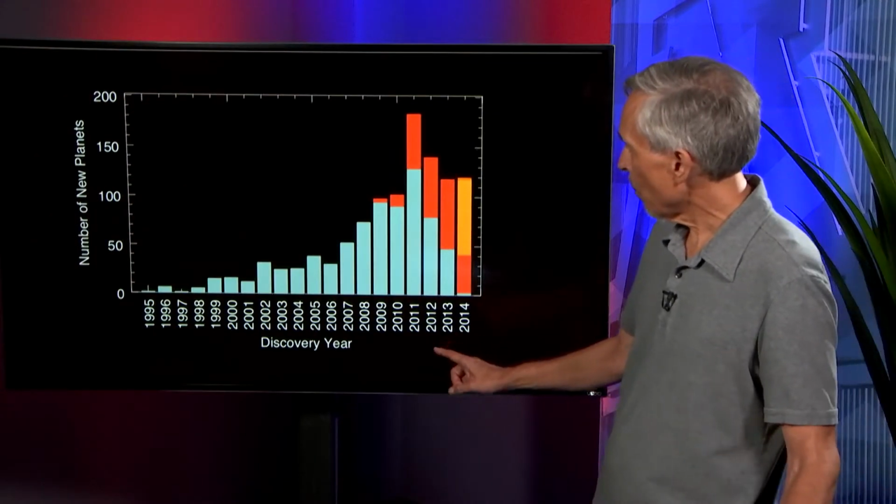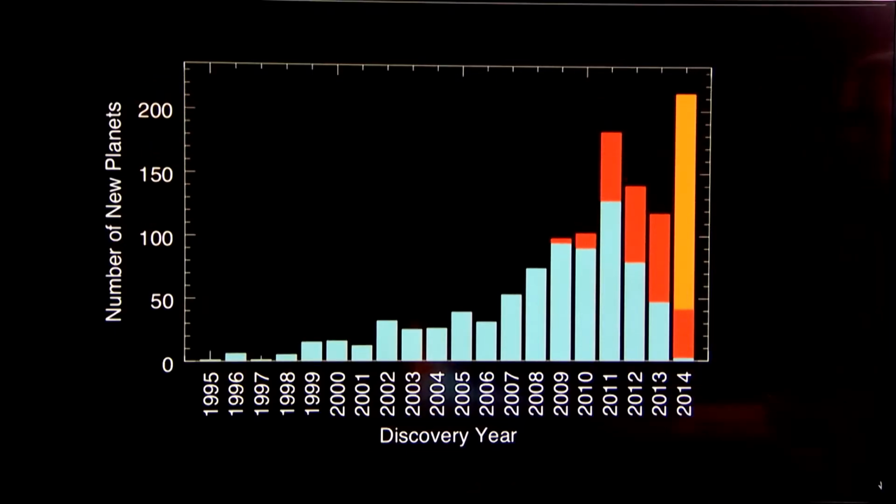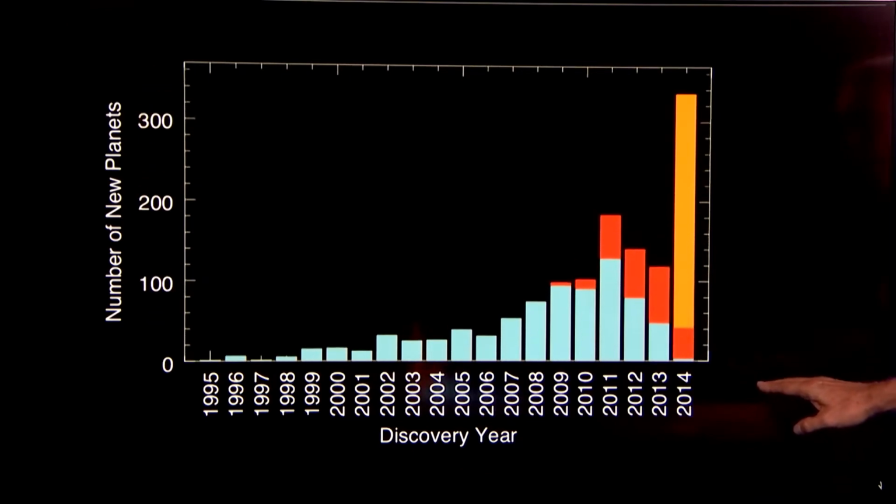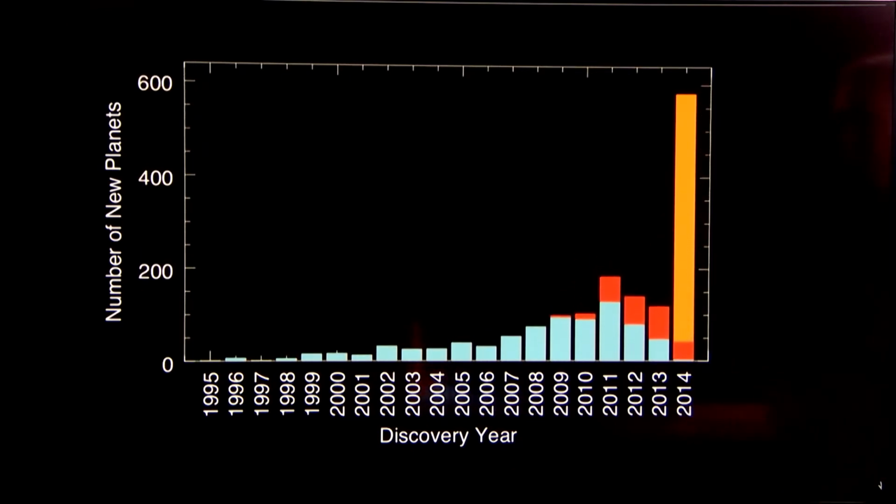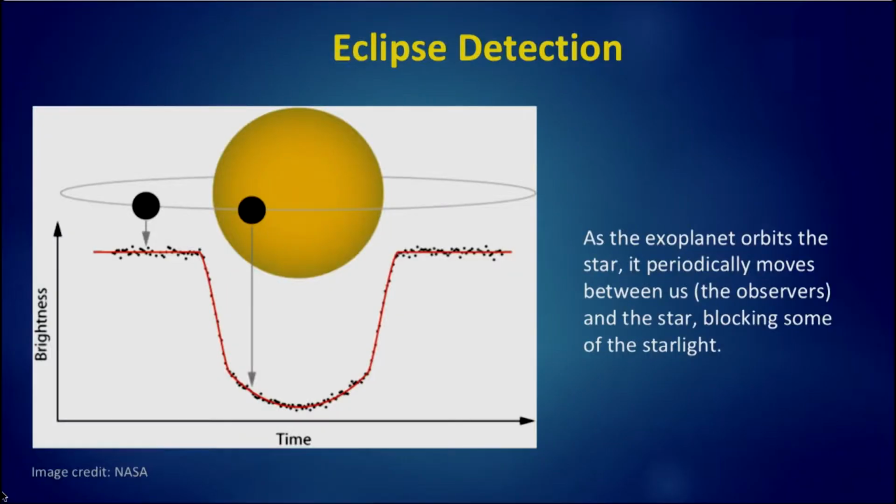Until the launch of Kepler, most exoplanets had been found by the radial velocity method. This graph shows the phenomenal amount of data released just in the first year or so of the Kepler mission. As the exoplanet moves around the star, it periodically moves between us, the observers, and the star, blocking some of the starlight. Now notice that eclipse detection, or the transit method, is only applicable in a subset of the systems where the orbital plane is tilted towards us, so that we're looking in the equatorial plane. If we were looking straight down on the system from above, there would be no transit or eclipse.